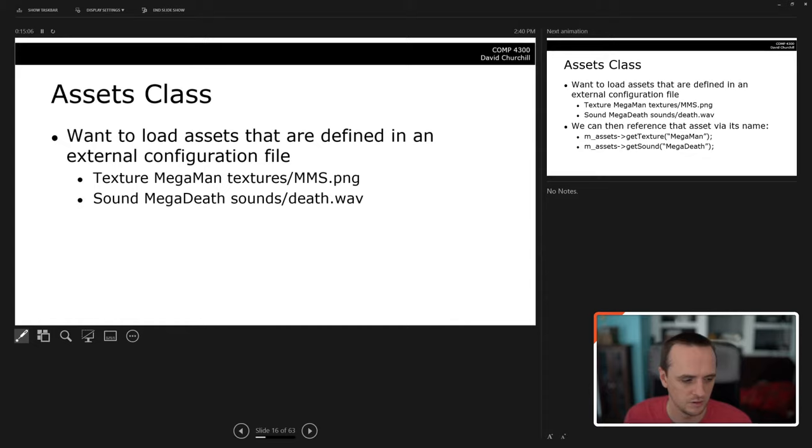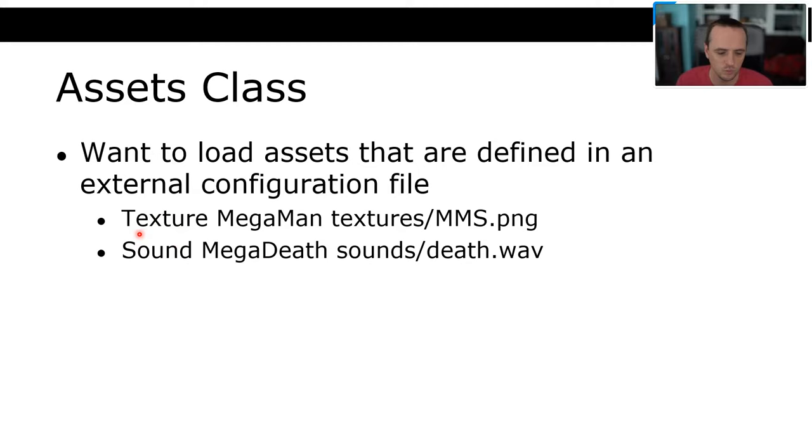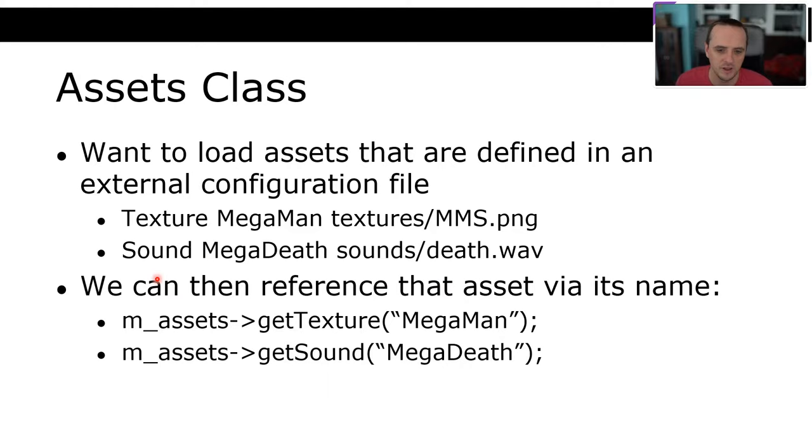So this is the syntax that we're going to be using. We're going to be defining the type of asset, we're going to be giving that asset a name, and then we're going to be pointing to where that asset lives on our disk. And then what we're going to be able to do is reference that asset via its name. So if we ever want to get access to the texture for Mega Man or the sound for Mega Man's death, we're going to be able to call the assets file and just say something like get texture or get sound.